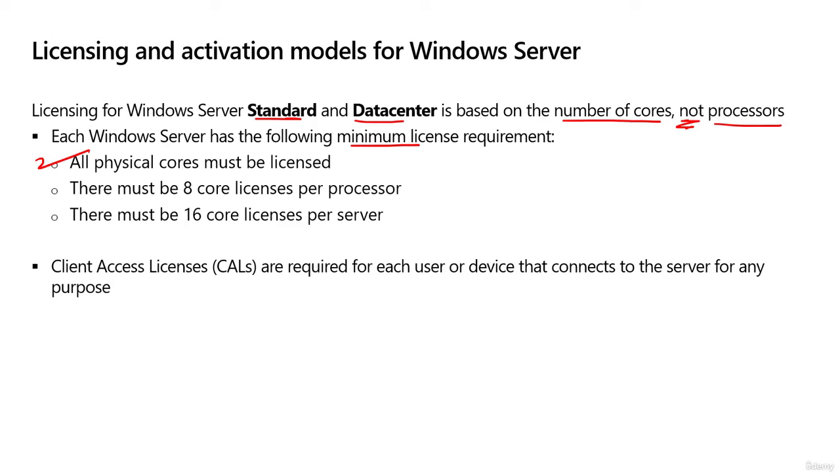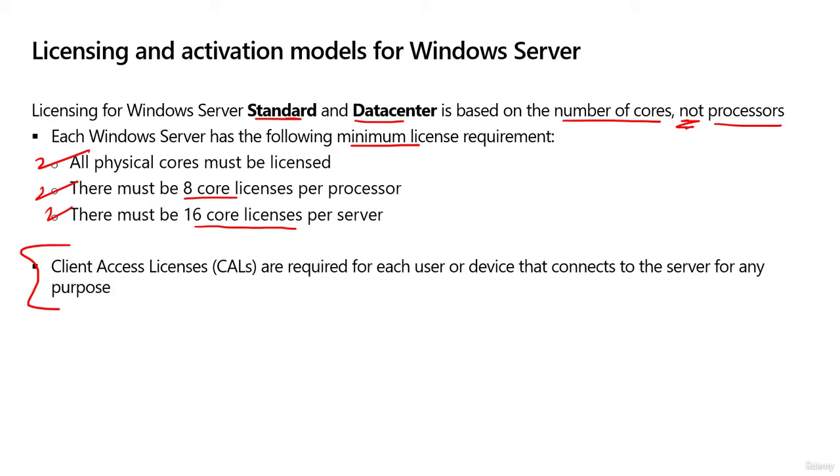All physical cores must be licensed. You must have 8 core licenses per processor, and there must be 16 core licenses per server. Now that is a minimum. It's a minimum because Microsoft said so, no other reason than that's just their minimum licensing requirement.